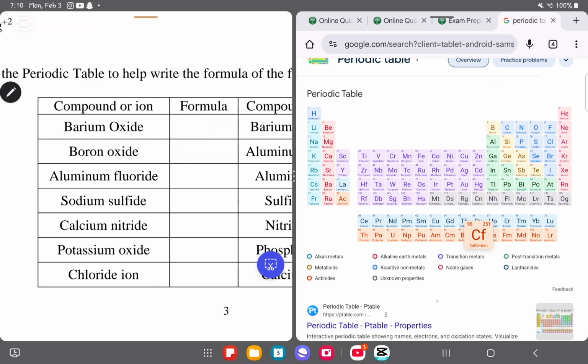Sodium sulfide. I think I'm just gonna clear the screen. So the first three are finished. We moved on to sodium sulfide.